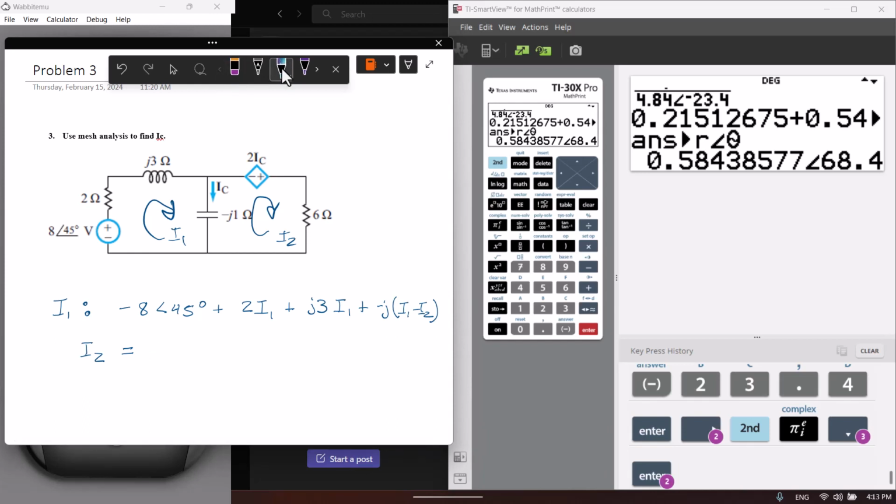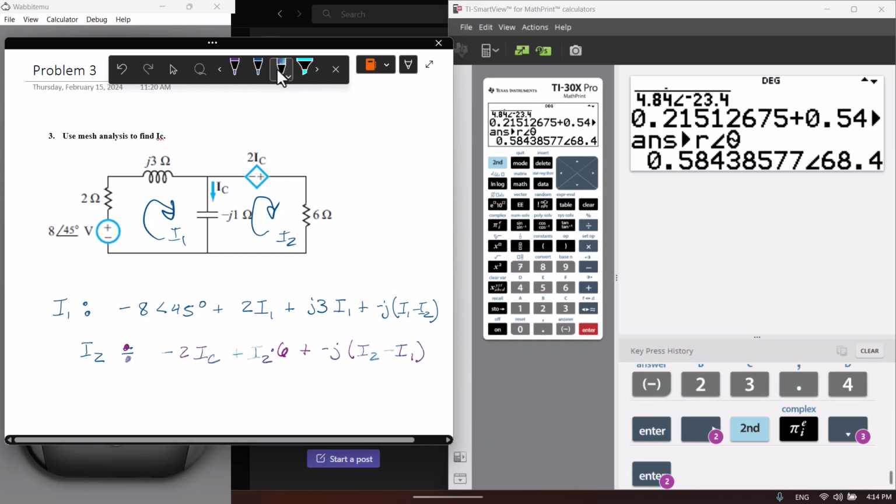Okay. So for I2, I'll have minus 2IC plus I2 times 6 plus minus J times I2 minus I1, and IC, which is what I'm supposed to be solving for, IC is I1 minus I2.